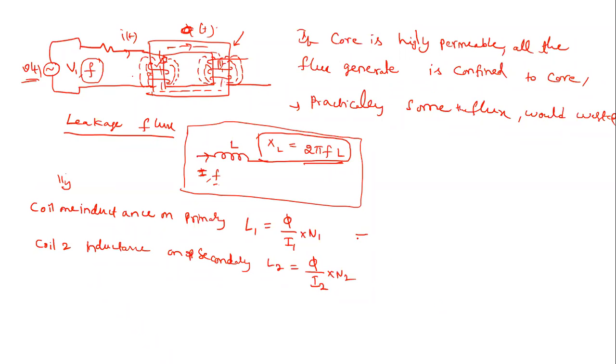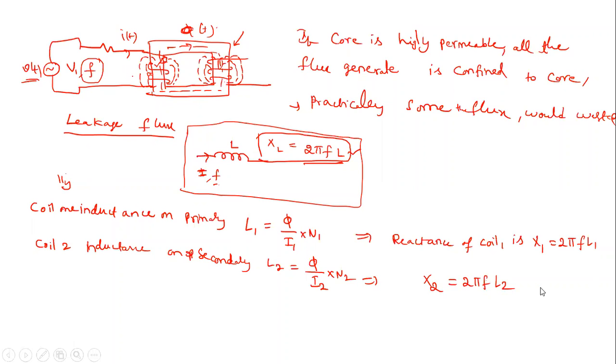Exactly. Now, what is the reactance? As we have seen, XL is 2 pi f L. The reactance of coil 1, let me call it X1, is given by 2 pi f L1. That's all. Similarly, the reactance of coil 2, that is X2, is given by 2 pi f L2.